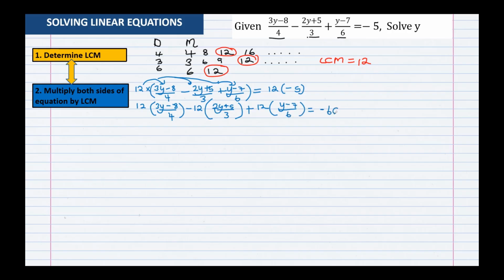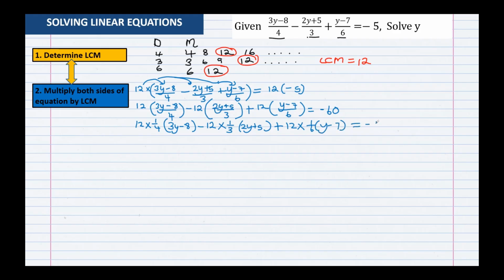But we can simplify this further by factoring out the fractions. For this one, we're going to do 12 multiplied by 1/4, because we're factoring out the fraction, times (3y − 8), and then minus 12 multiplied by 1/3 times (2y + 5). And then the same here, we're factoring out the 1/6. This just makes it easier to simplify, right? That equals −60.